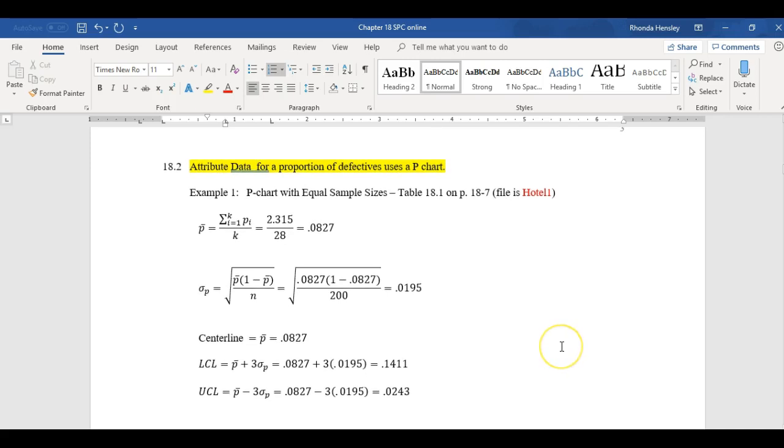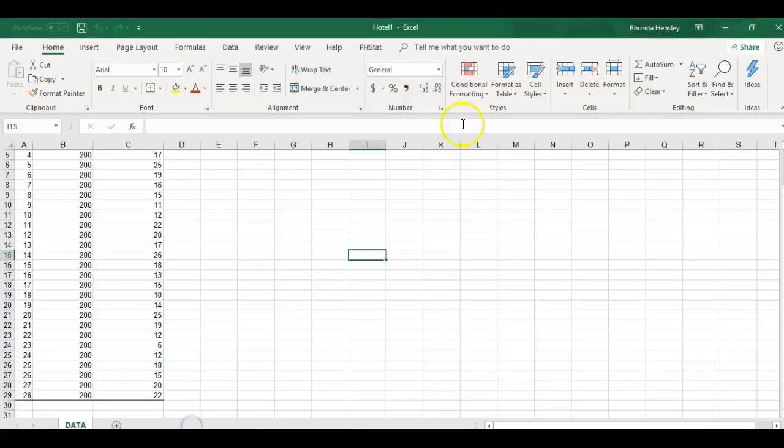So our first one on page 18-7 uses a file called hotel, and you see I've got all the calculations I have done by hand using my trusty calculator. The P chart is a chart that looks at the proportion of defectives. In this first example, what we have are equal sample sizes. So I'm going to go to Excel and open up the file called hotel and show you how much easier it is to do it in PHStat.